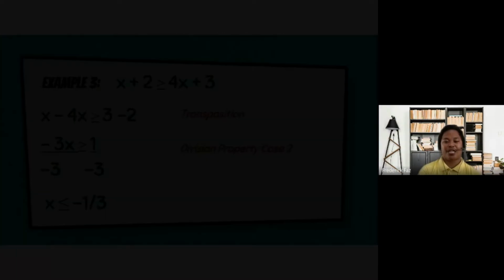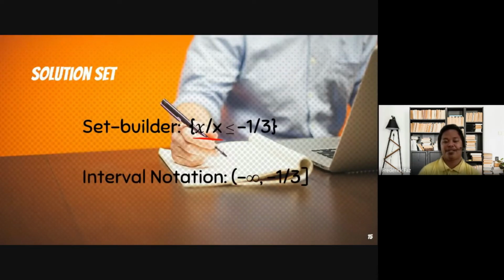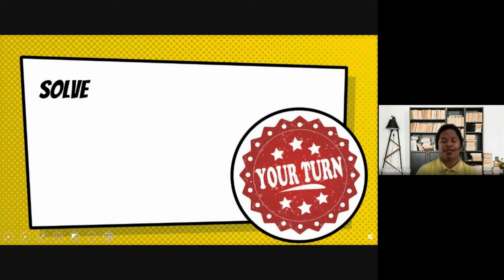In set builder notation, we have x such that x is less than or equal to negative one-third. We read "x such that" as such that. For the interval notation, since it is less than or equal, we place negative one-third to negative infinity. And a bracket goes here since negative one-third is part of the solution, since we have x equal to negative one-third. Now, it's your turn to solve.